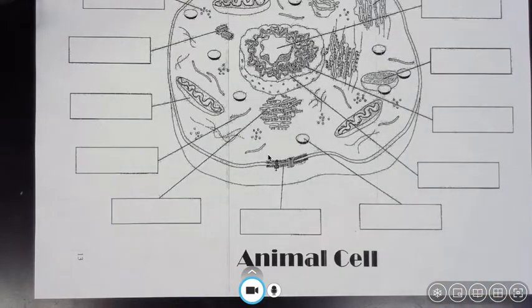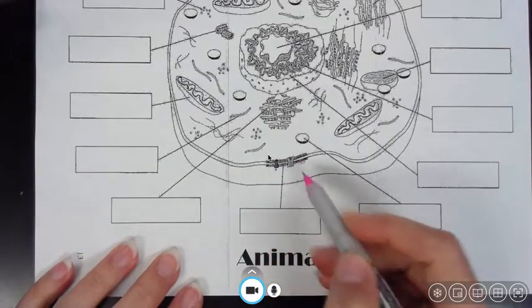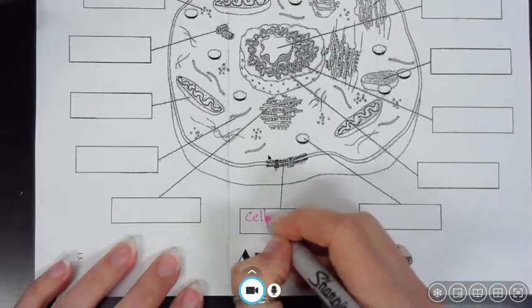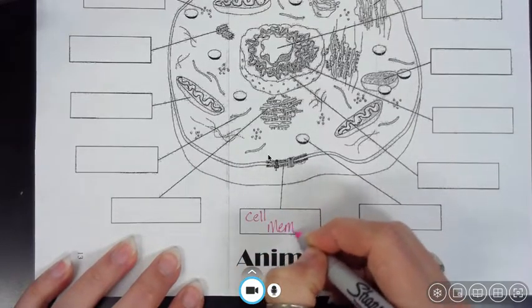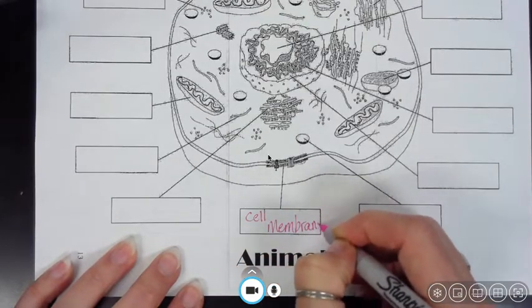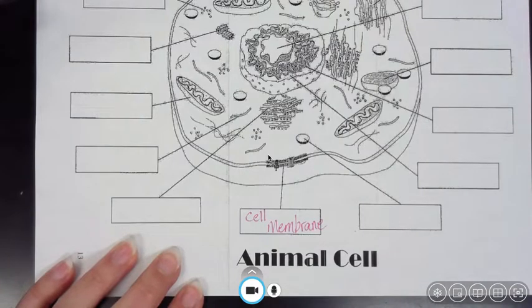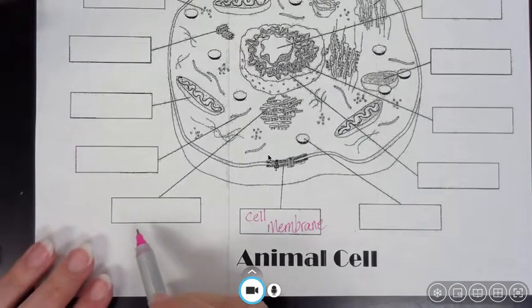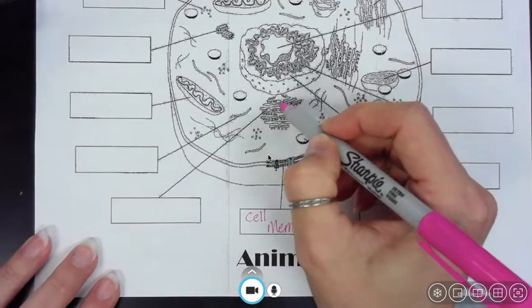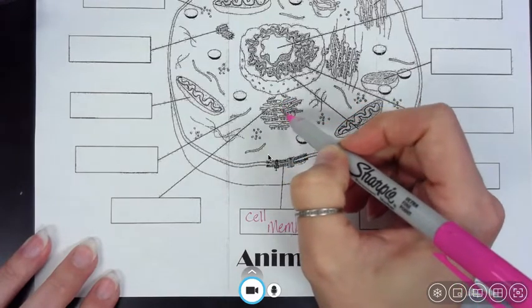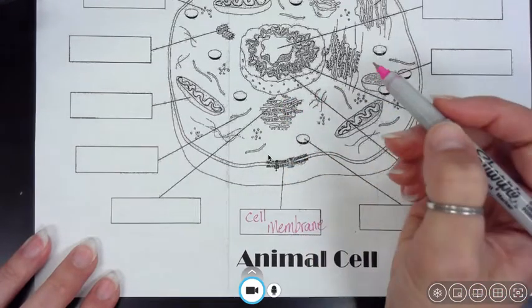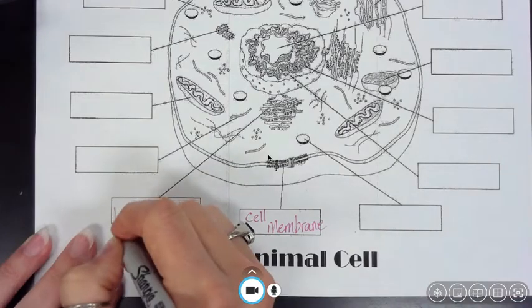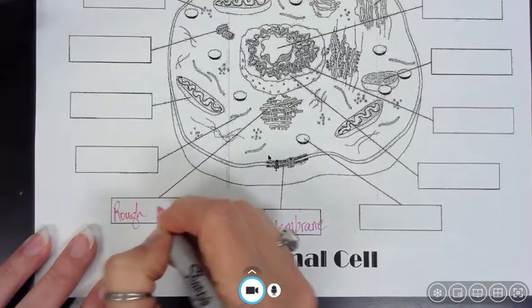So starting here at the bottom, you can tell that around the edge here is the cell membrane. So cell membrane, it can also be called the plasma membrane. From there, this one is showing some of those highways with the little dots on it, and those little dots are ribosomes. So this is your rough ER.